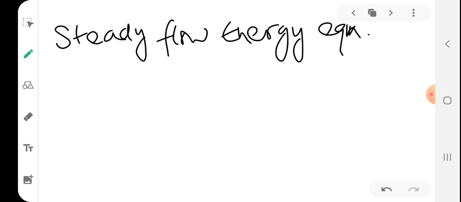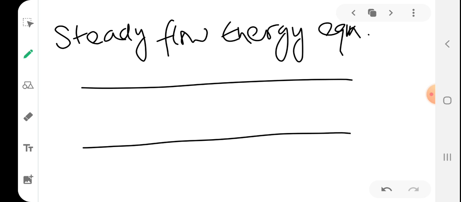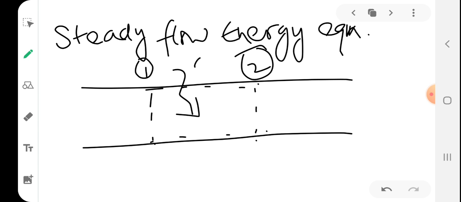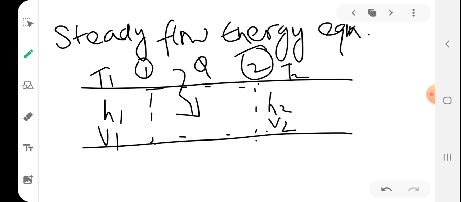If you consider a particular duct and a control volume like this, let this section be 1 and the second section be 2 of the control volume. There will be a heat transfer Q. The static enthalpy here is H1, static enthalpy here is H2, velocity here is V1, velocity here is V2, temperature T1 here and T2 here.